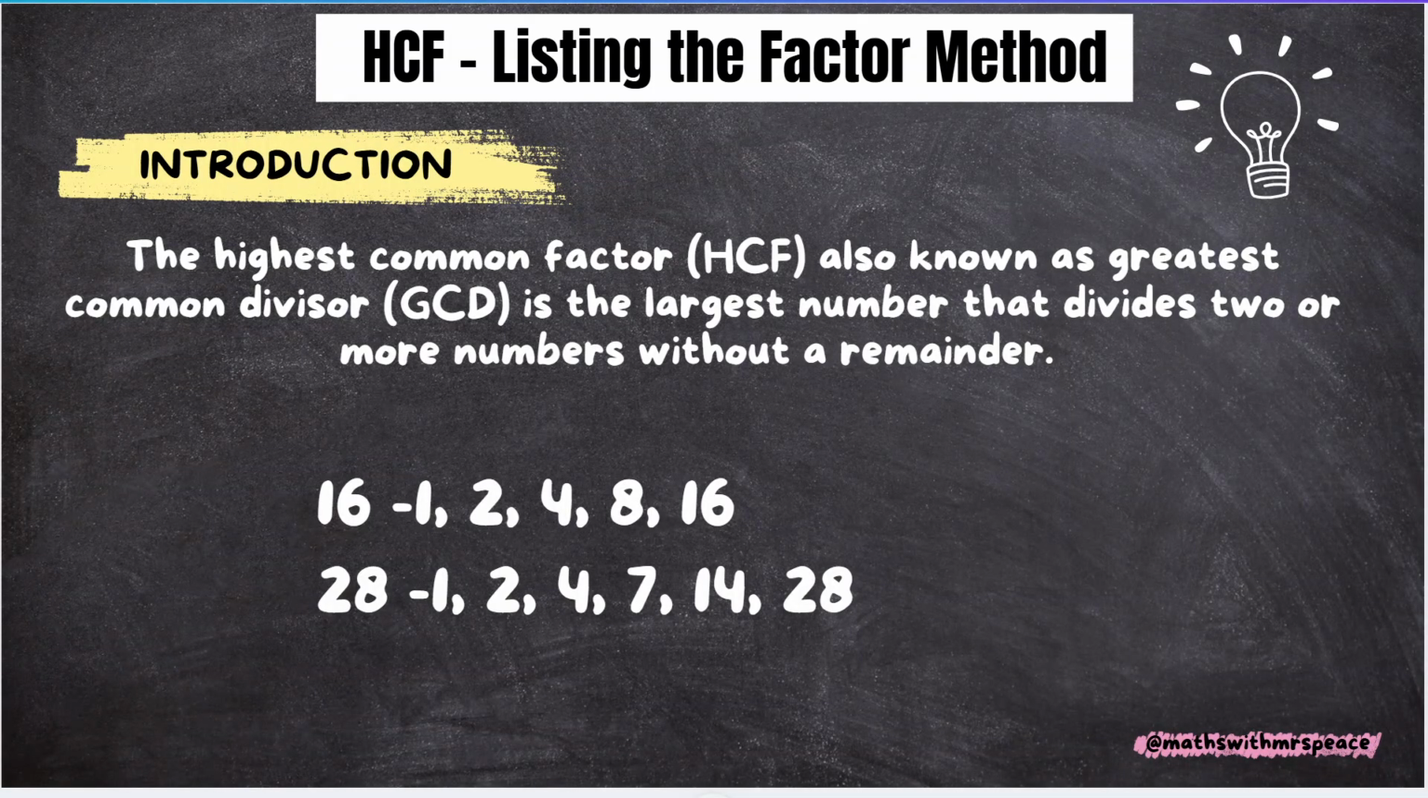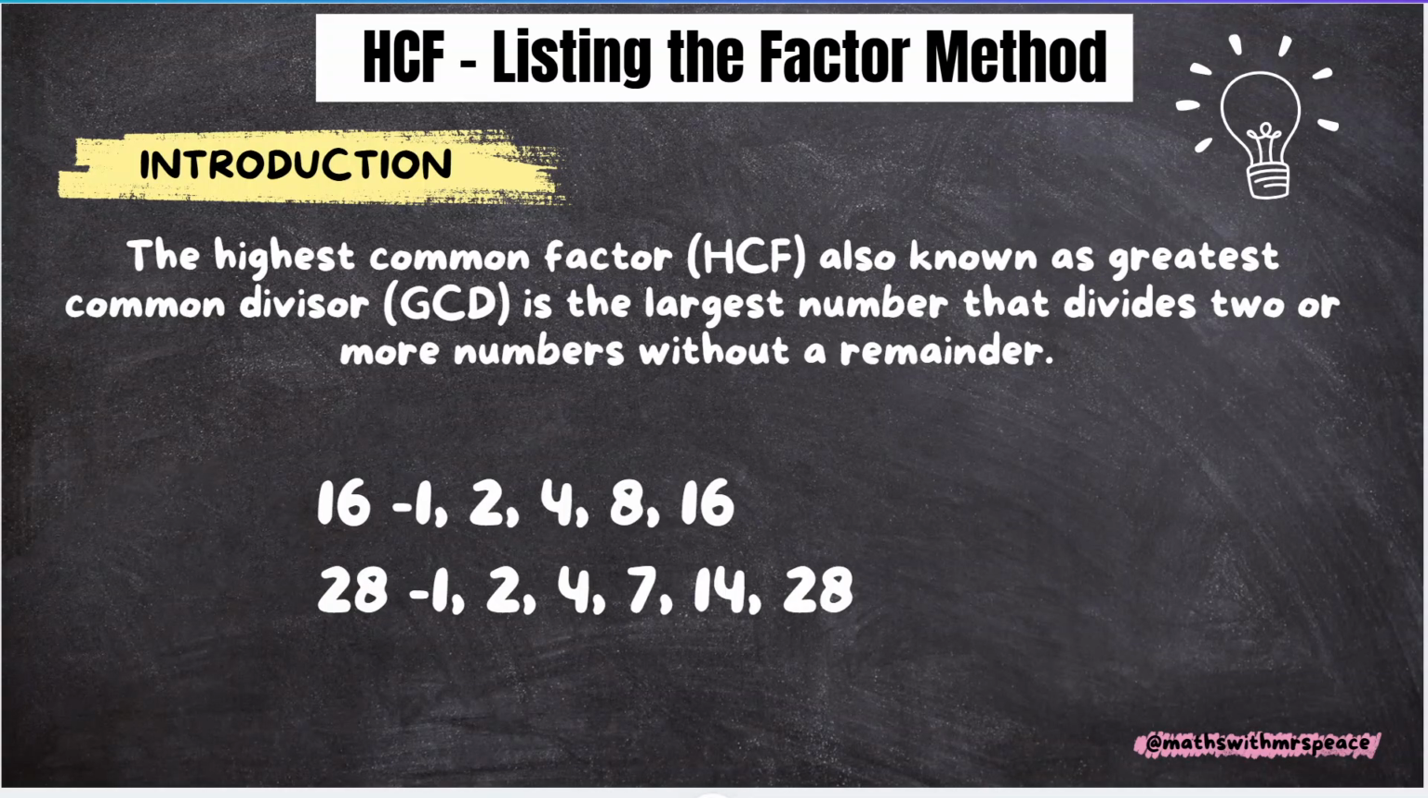The highest common factor, HCF, also known as the greatest common divisor, GCD, is the largest number that divides two or more numbers without a remainder. HCF can also be defined as the largest number that is a factor of two or more numbers. Now look at the numbers on our screen, 16 and 28, with their factors listed out.